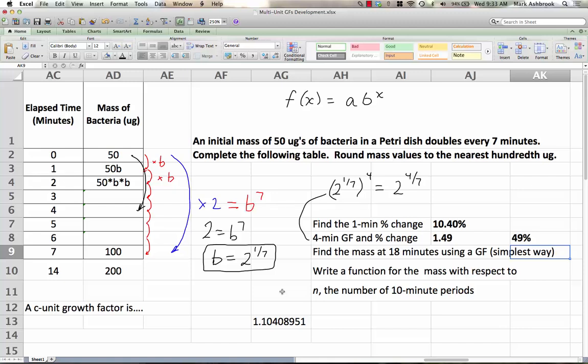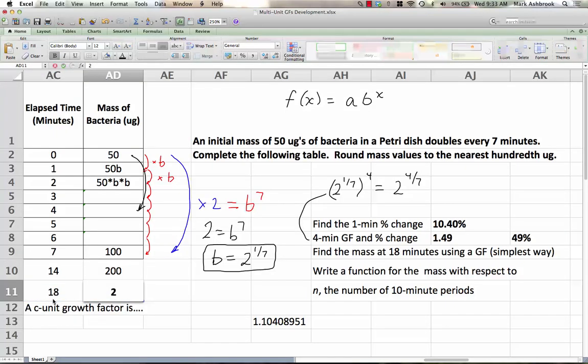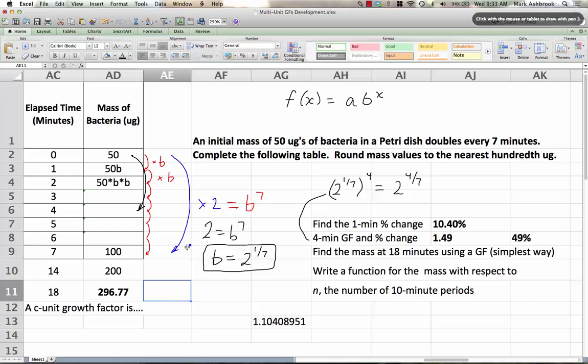There's an extra little part to that. So just make sure we have the right number. So what is that? What do you got? 296 point, or it says hundredth. So 76, 77? Yeah, 77. Okay. So that is the result of taking 200 and multiplying by 2 to the 4/7.